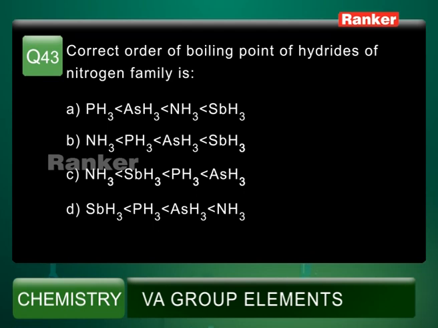Correct order of boiling point of hydrides of nitrogen family is. Option A, phosphine less than arsine less than ammonia less than SbH3. B, ammonia is less than phosphine, arsine, SbH3. C, ammonia less than SbH3, PH3, AsH3. D, SbH3 less than phosphine, AsH3, NH3.